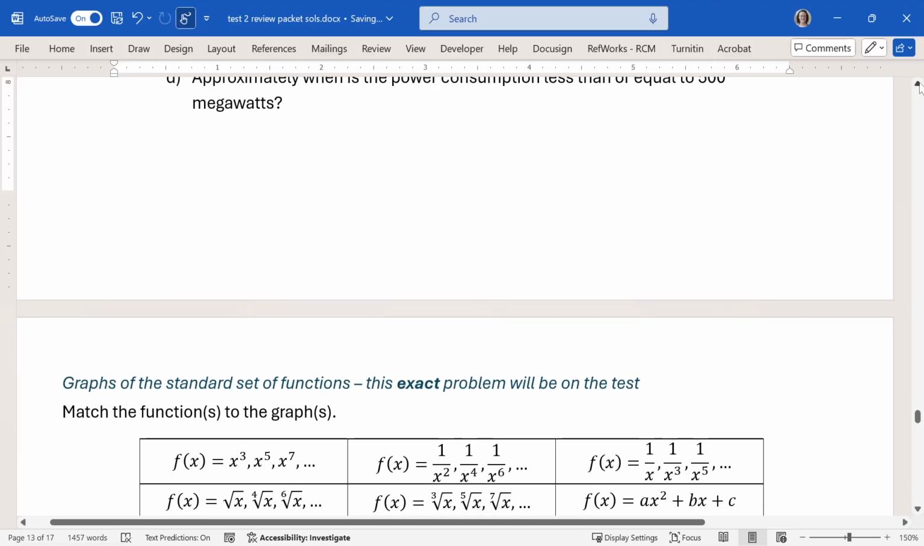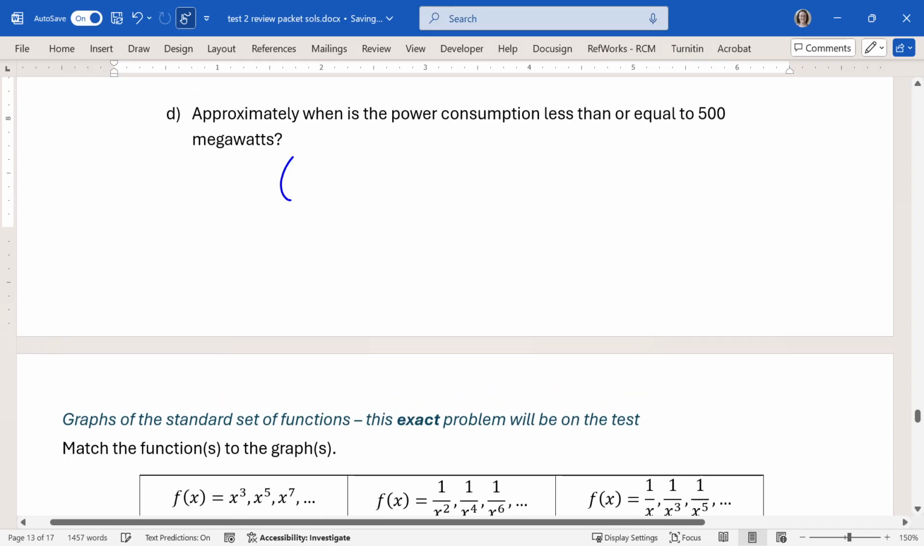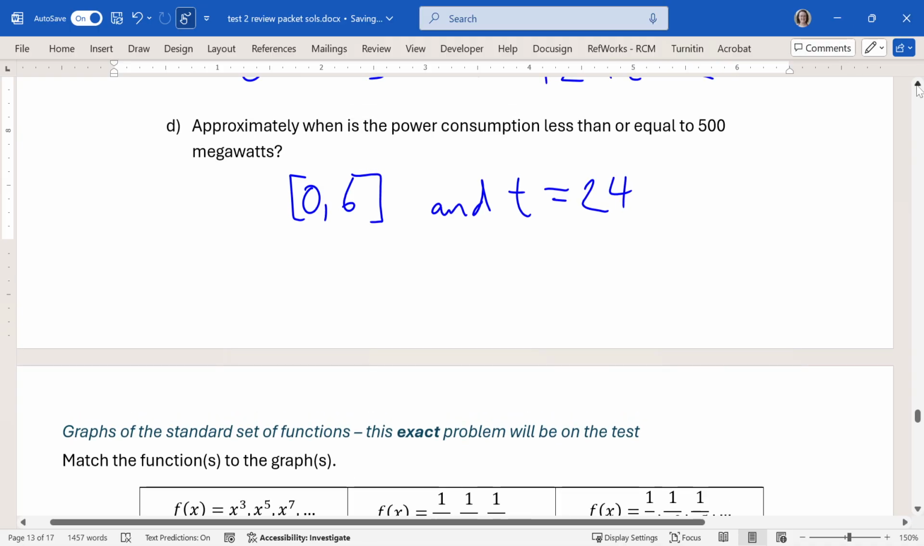So, actually looks like I want to include those. Oops, sorry, I dropped my pen. I want to include those endpoints 0 and 6 and 24. Oh, let me draw that equal sign a little less sloppy so it doesn't look like a less than or equal. Okay, and that is it for this part.